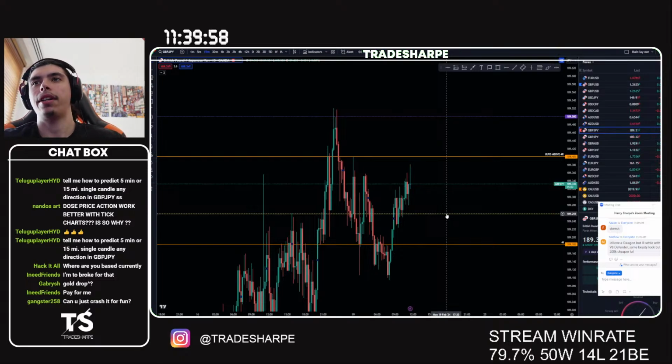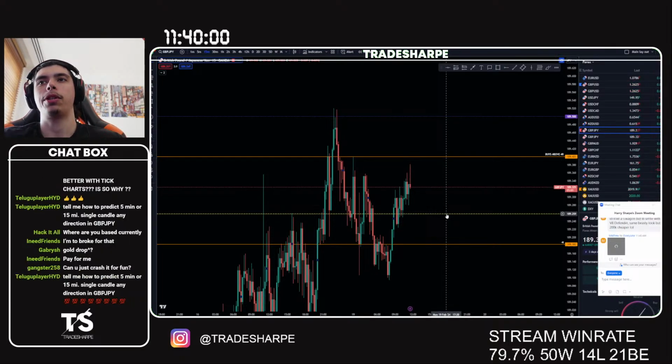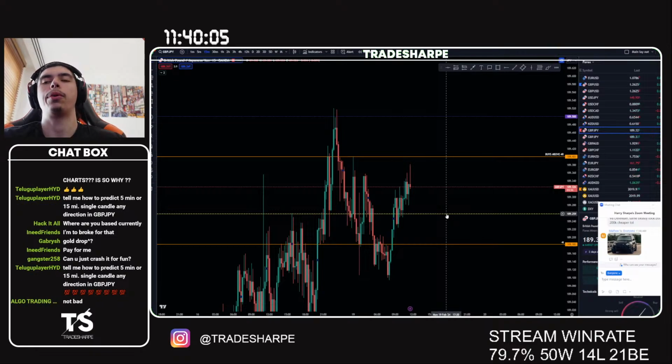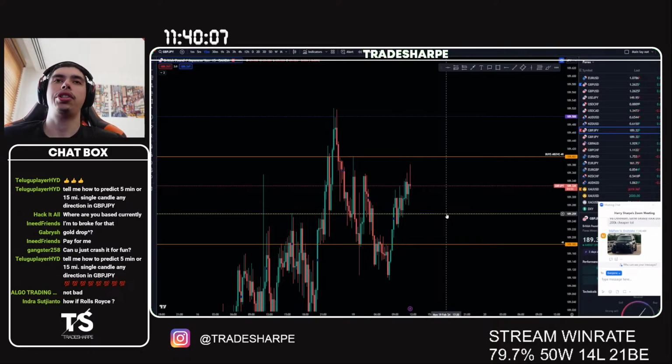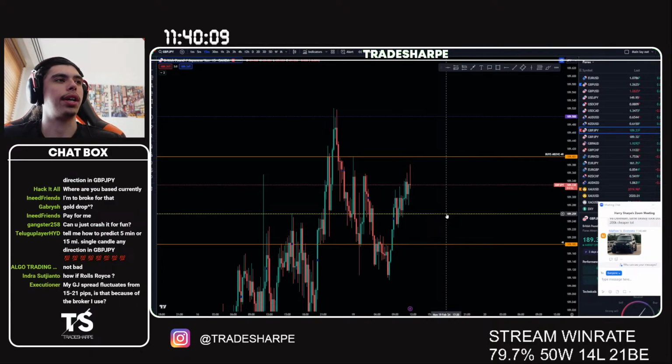I would love a G-Wagon, but I'll settle with a V8 Defender, same beastie look, but 200k cheaper. Yes, exactly. I love G-Wagons as well. Yeah, we have a lot of these Defenders here. I like G-Wagons as well, but they're too overpriced for what you get.